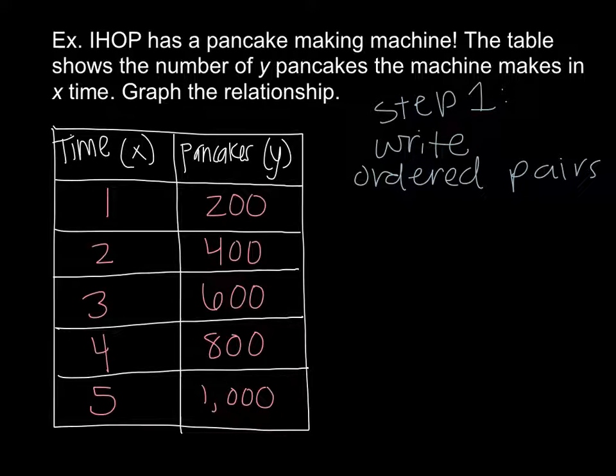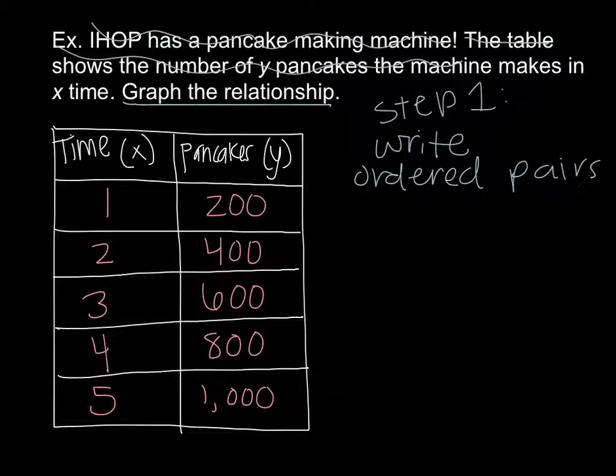Our example is IHOP has a pancake making machine, which I would be so excited to use. Here's our table. The table shows the number of pancakes, Y, that the machine makes in X amount of time. Graph the relationship. That's the instruction: we need to graph the relationship. Here's all of our numbers that are in our table. We don't really need to know that IHOP is a pancake making machine. We could X this out. There's not really any keywords, but we need to make sure that we're going to graph this relationship.